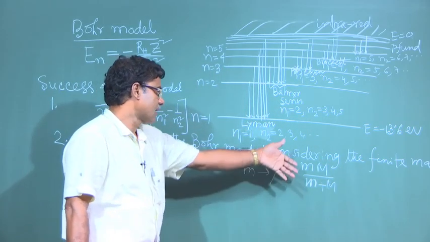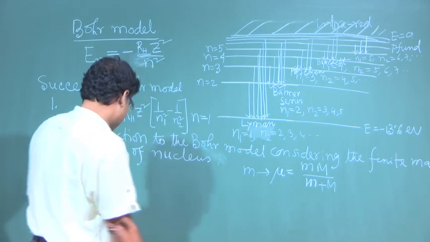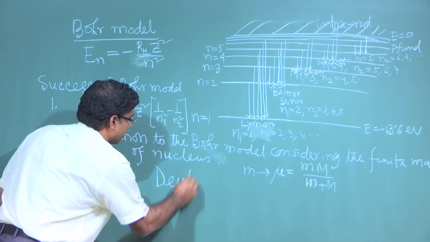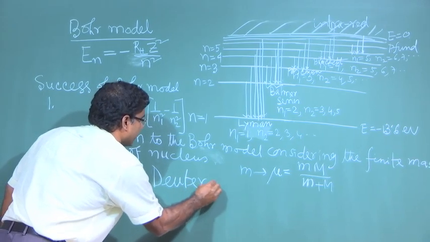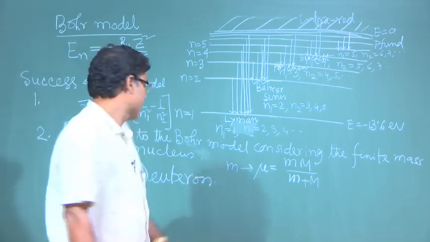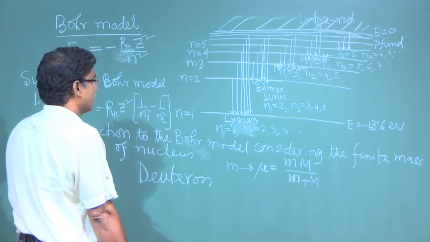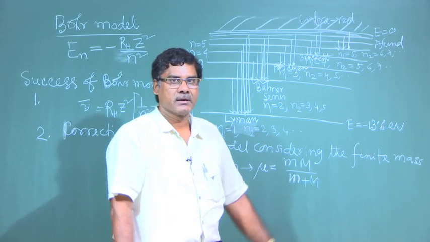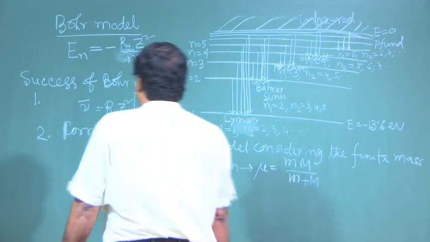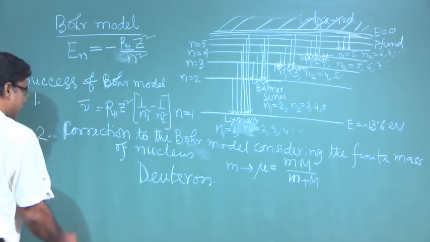And after this correction, it was possible to discover the deuteron, okay. So, it's basically an isotope of hydrogen, the deuteron that we have discussed. So, these are basically the successes of this Bohr model.